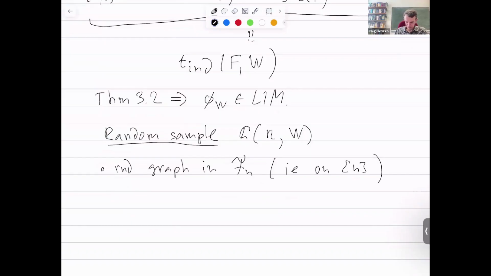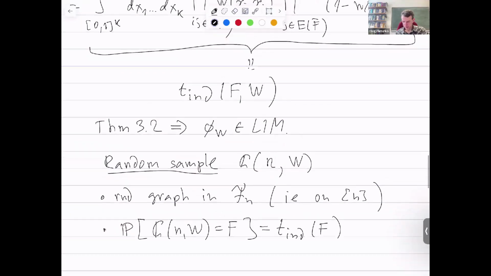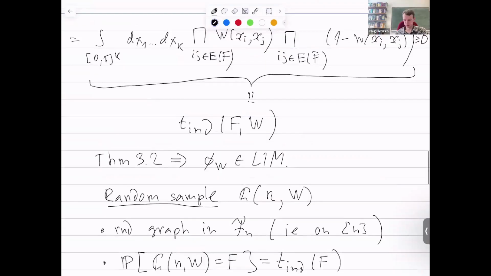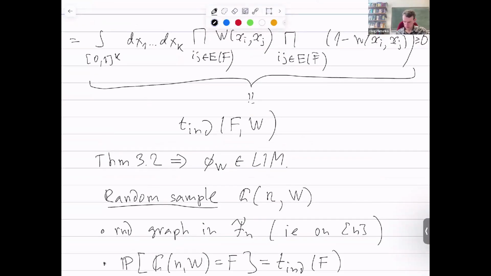To define a random graph, I want to give you the probability of seeing any particular graph. The probability to see any given f I would like to be exactly the induced density of f. Here's the formula on the top. These numbers are non-negative, and you can also check that if you add them up, you get 1.